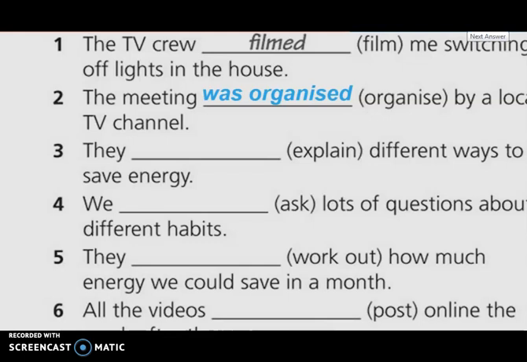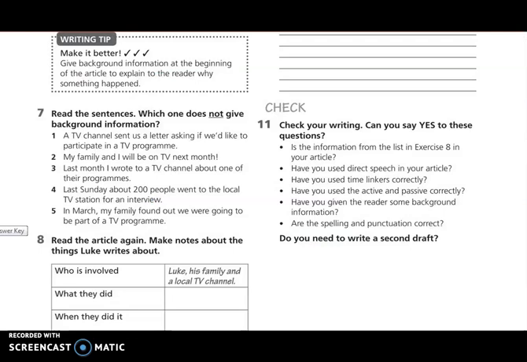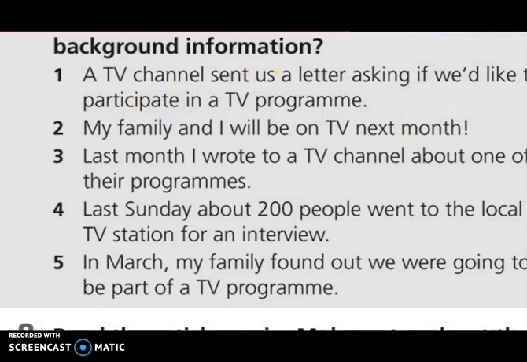Number three, they explained different ways to save energy. Number four, we were asked lots of questions about different habits. Number five, they worked out how much energy we could save in a month. Finally, all the videos were posted online the week after the program. Number seven, here we have to read the sentences and find which one does not give background information. When you read all the sentences, you will find that number two doesn't give background information, which is my family and I will be on TV next month.